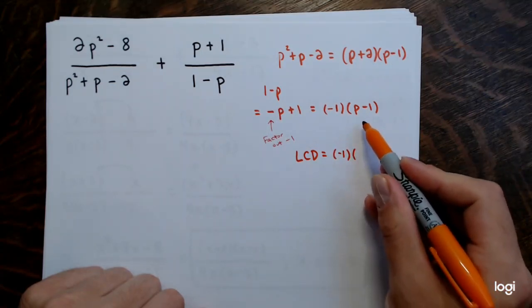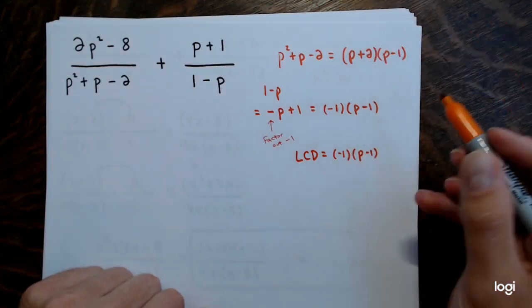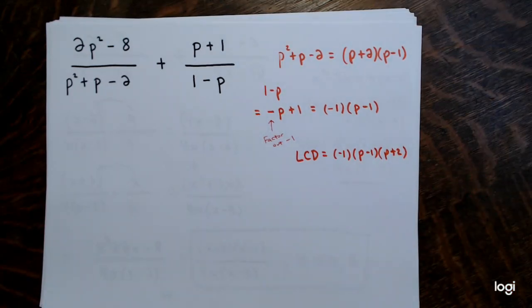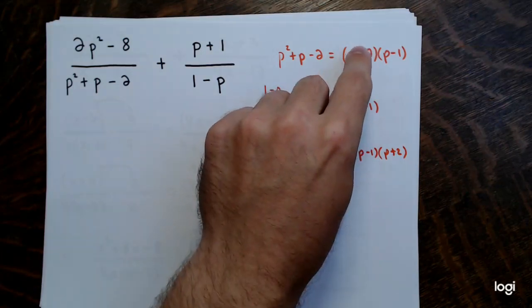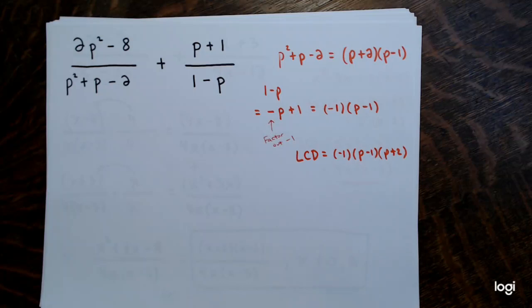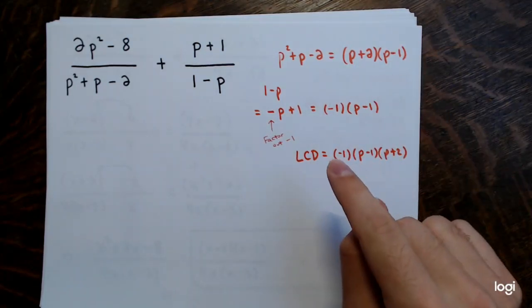I've got a p minus 1, and I've got p minus 1 showing up. I've got negative 1 showing up, and I've got p plus 2 showing up. So there's the LCD, and then all the powers on these would be 1, right? There's only one negative 1 there. There's only one p plus 2. There's only one p minus 1 in both of them. So the highest power of any of these is 1 in any of the factorizations.